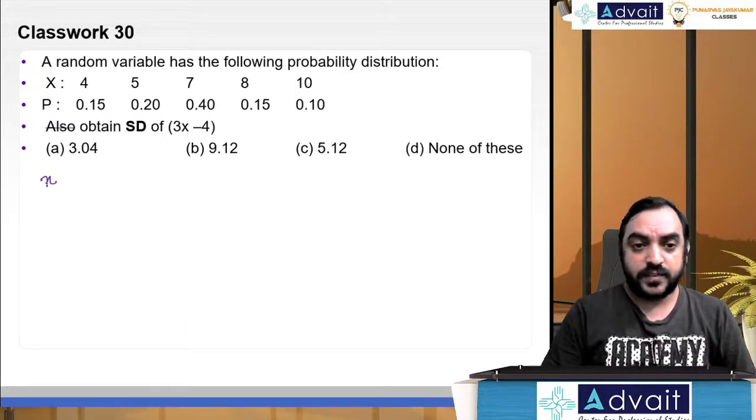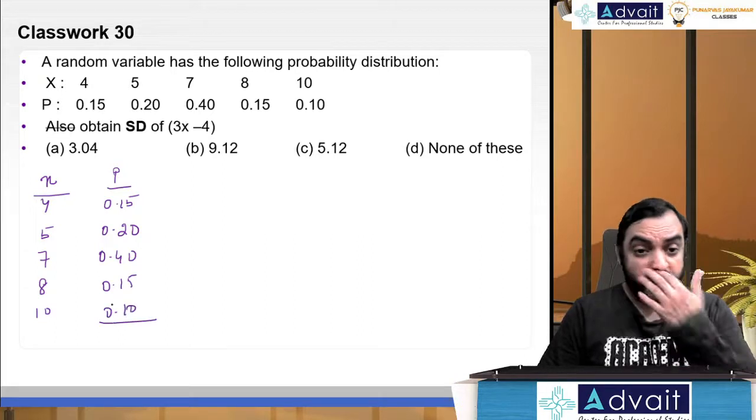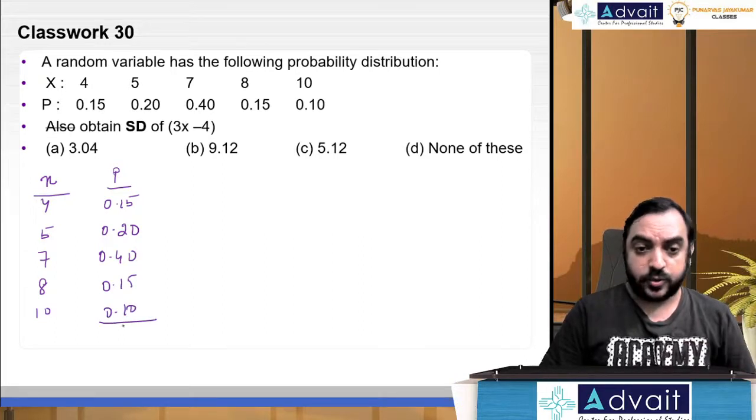So x is given by the random variable 4, 5, 7, 8, 10. Then the probability: 0.15, 0.20, 0.40, 0.15, 0.10. The total should be 1. 35, 75, yeah, total is 1.